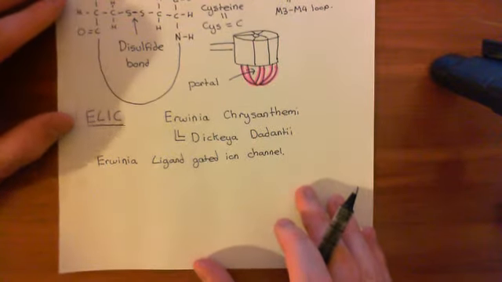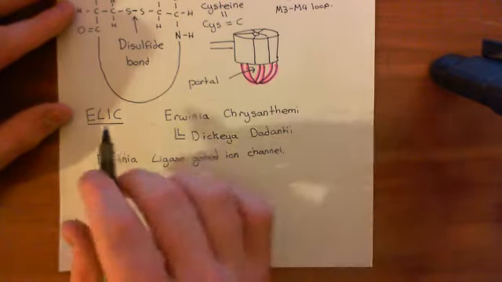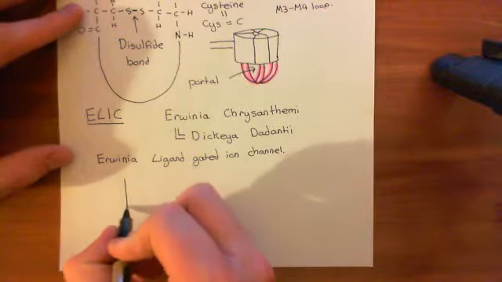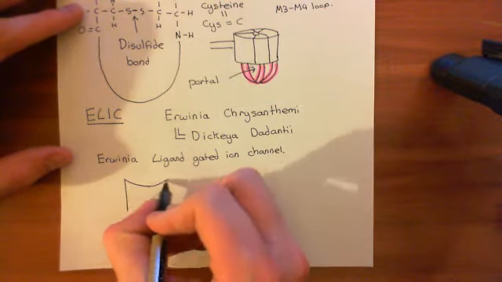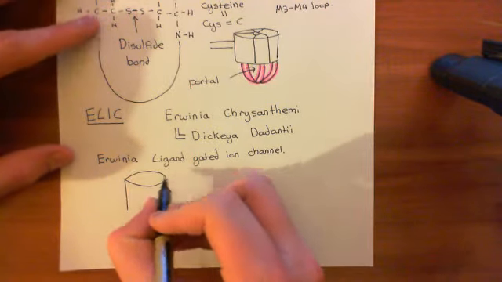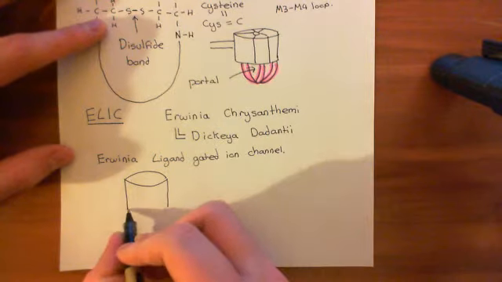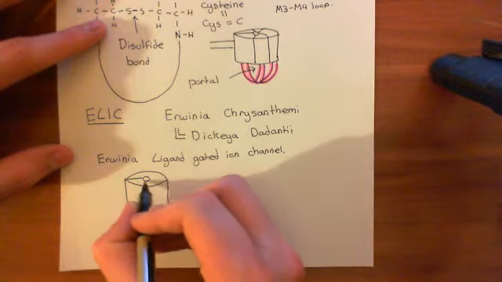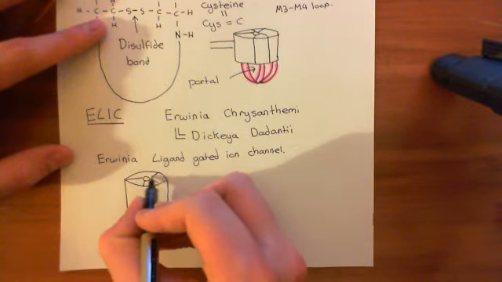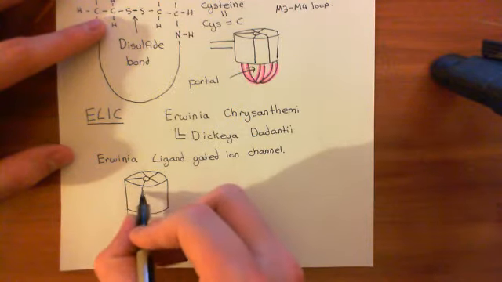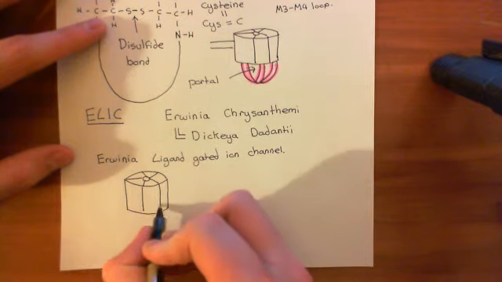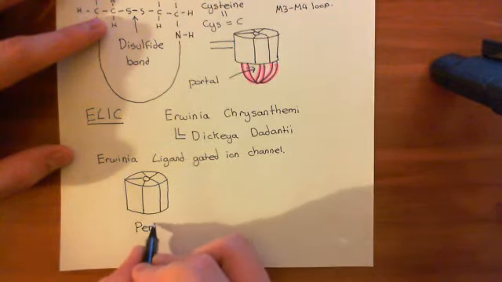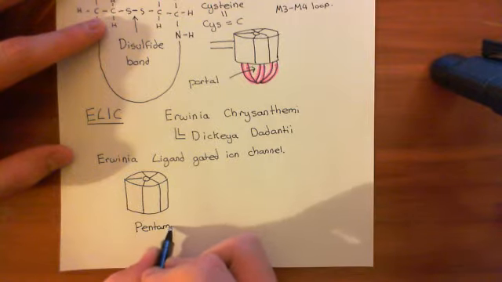Okay, right. So, let me discuss what the structure of ELIC is then. ELIC is a pentamer again. If we show its structure here, it is a pentamer. So, it has 5 subunits making up the entire ELIC channel. So 1, 2, 3, 4, 5. Okay. So here it is a pentamer, and it's in this bacterial cell membrane.